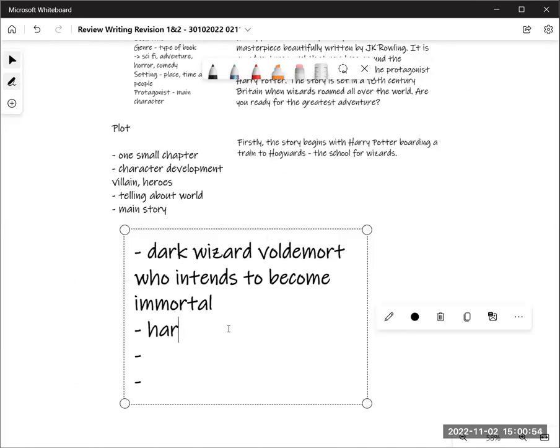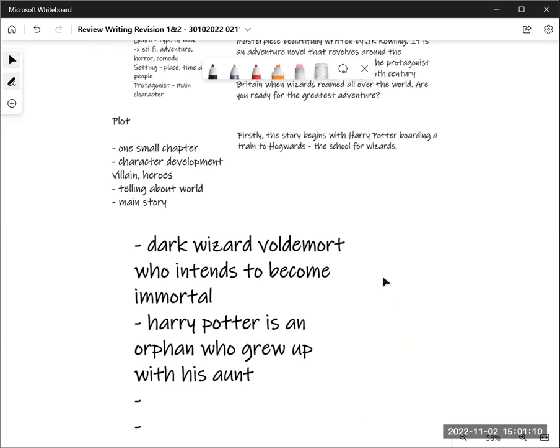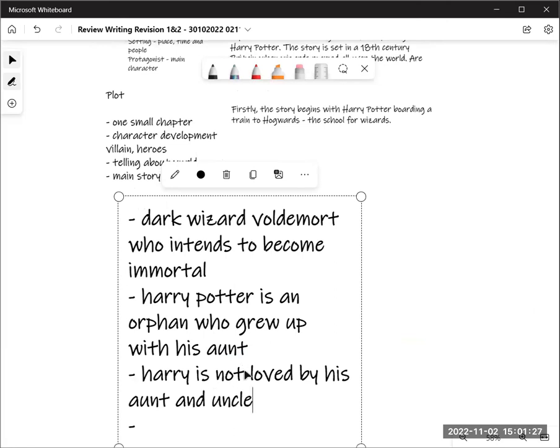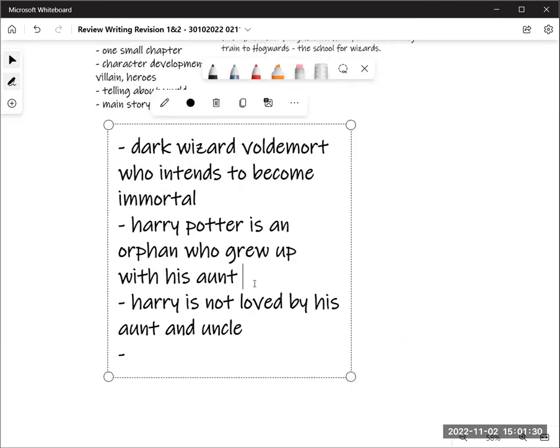We'll talk about Harry Potter, character development. What is character development? I have to talk about who these people are. So I'll say Harry Potter is an orphan who grew up with his aunt, right? Let's say he grew up with his aunt, and we can say Harry is not loved by his aunt and uncle. That's basically the first thing.